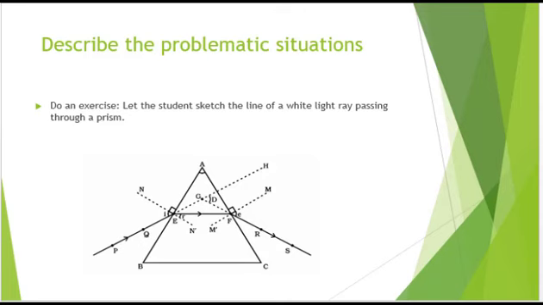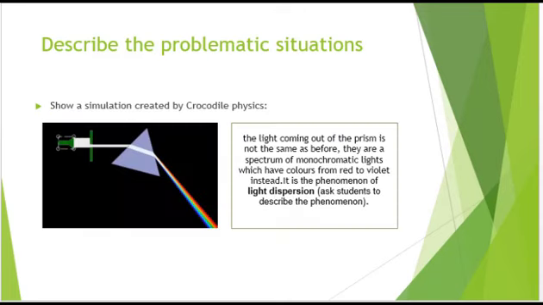light ray. After that, I will show them a simulation created by Crocodile Physics to see that the light coming out of the prism is not the same as before. They are a spectrum of monochromatic lights which have colors from red to violet instead. Tell the student that it is the phenomenon of light dispersion and ask students to describe the phenomenon.